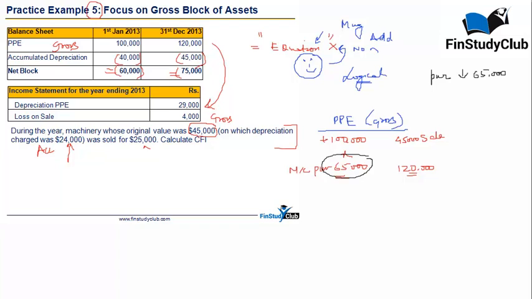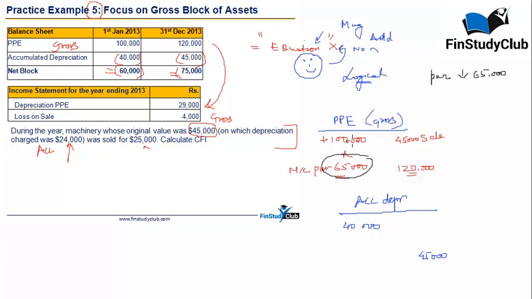Let us try and make another account, which is of accumulated depreciation. Fairly simple, just be a little patient. My opening accumulated depreciation is 40,000. It becomes equal to 45. During the year, there has been some asset sale on which the depreciation charge till date was 24.